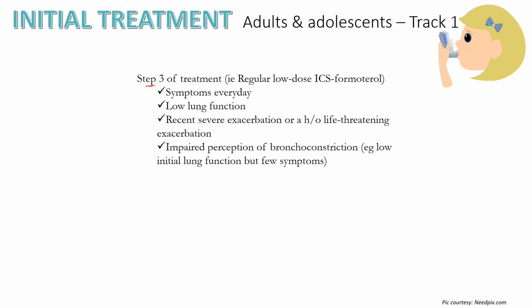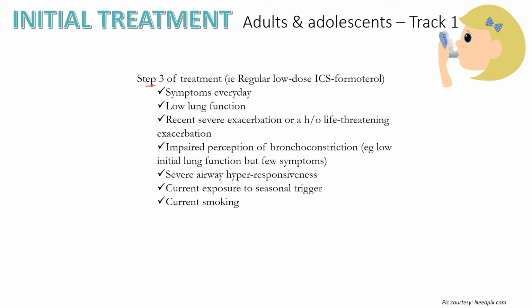For example, low initial lung function, but symptoms are very few. So the patient is not able to perceive actually how much bronchoconstriction he is suffering from. Severe airway hyperresponsiveness, current exposure to seasonal trigger and current smoking. So these are the factors. If they are present, you need to start regular low dose inhaled corticosteroids instead of as needed, as in steps 1-2.